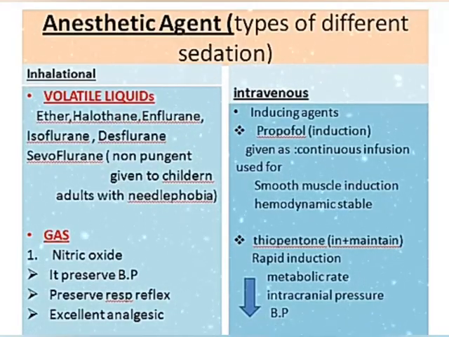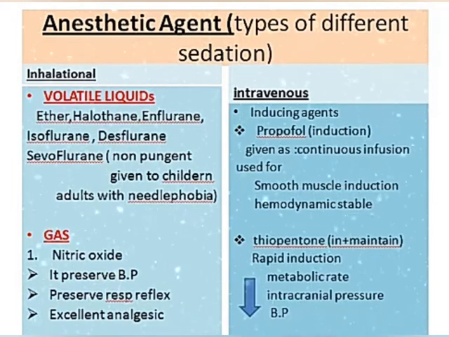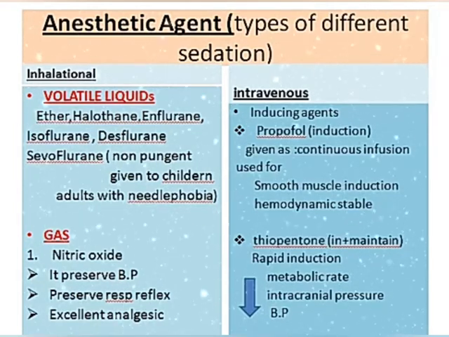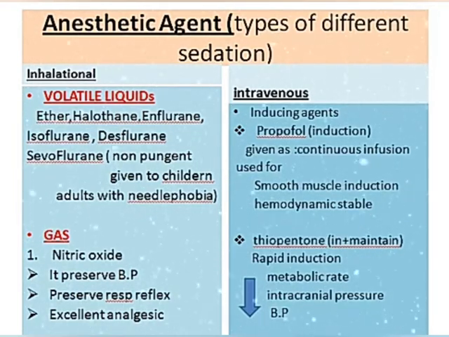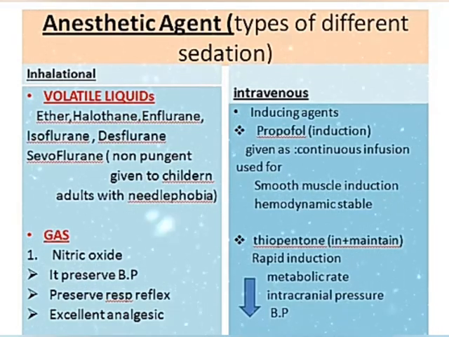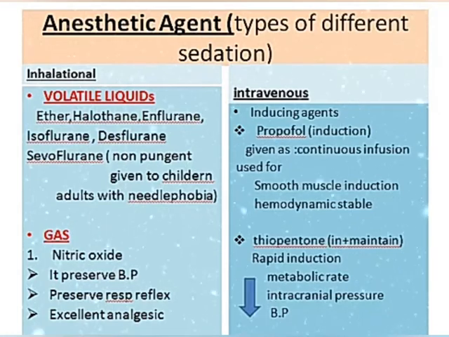Now we move forward to anesthetic agents. In broad categorization, they are divided into two parts: inhalational and intravenous. Inhalational agents are those drugs that you breathe in to have a sedative-like effect, but this is combined with an intravenous drug to have its full effect. Inhalational agents are further divided into two types: volatile liquids and gases.